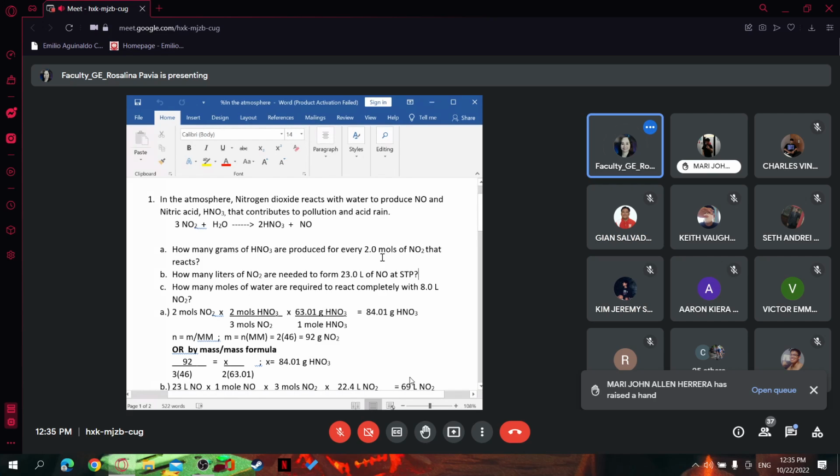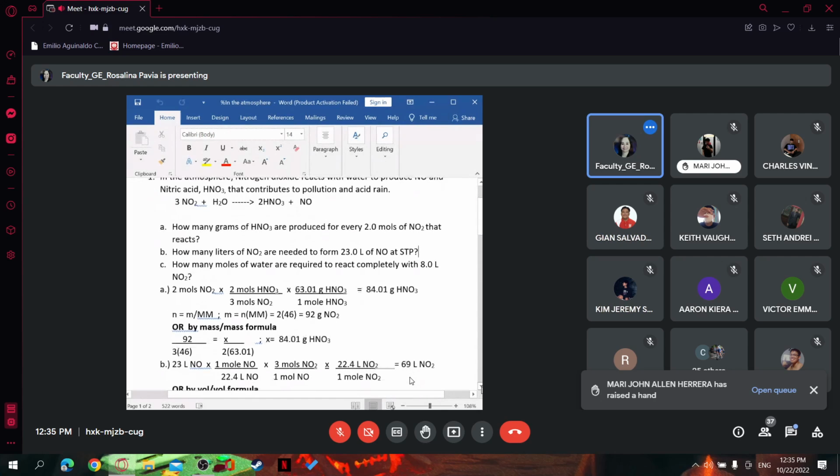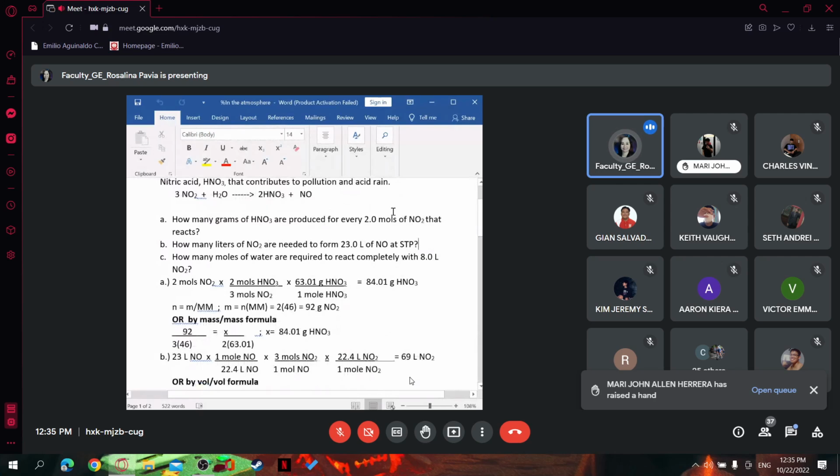Mr. Herrera. Mass mole po. Mass mole, okay? So, you are going to solve this starting with the given 2 moles NO2. Kunin natin to. Tapos, relate it with your equation para ma-eliminate si moles NO2. Tama. Then you will arrive at this answer. 63.01 is the molecular mass of nitric acid.